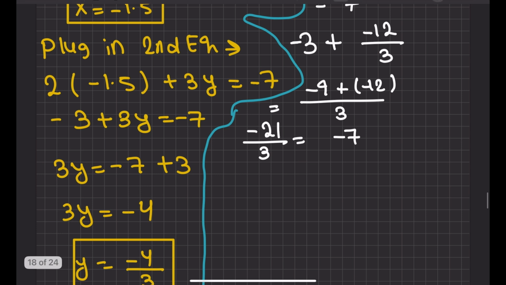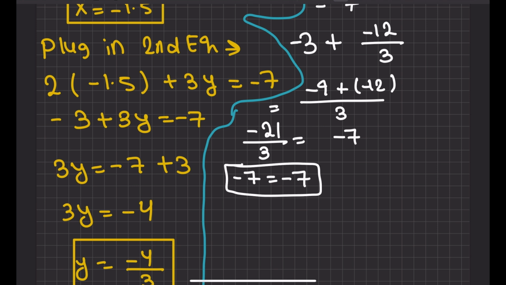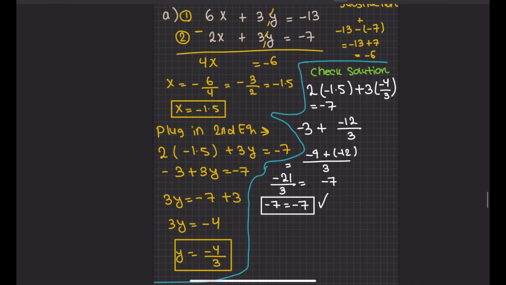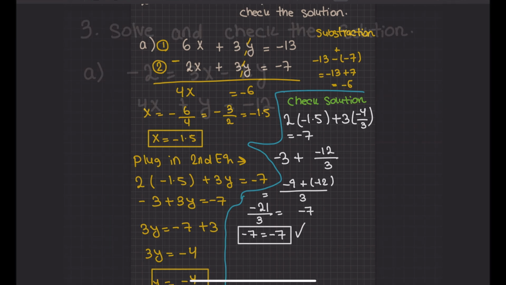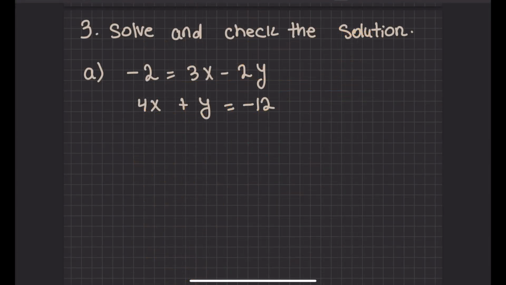So what are you going to write down? You're going to write down minus 7 equals minus 7. You're going to put it in the bracket and say everything is correct. And you have to do the same thing for the first equation too if your teacher wants you to show your check of the solution for both equations, because some of them want you to check it for both equations, some want to check in one equation. So we move on to the next question.